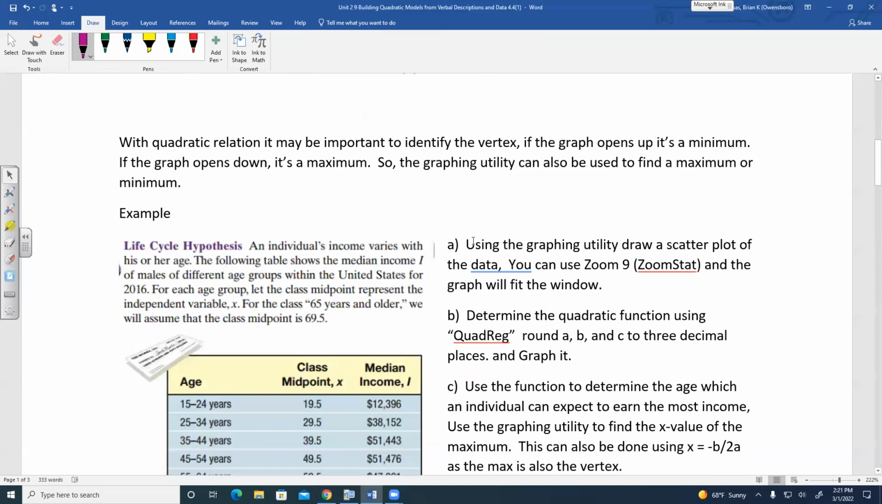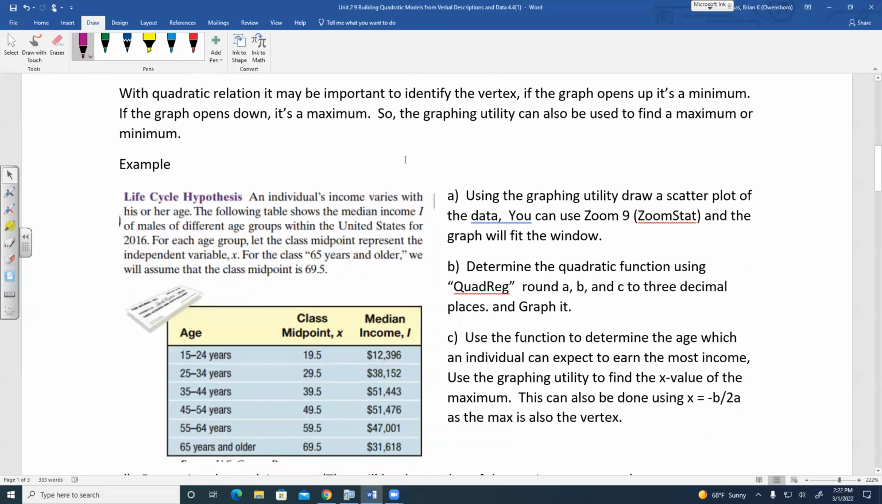So with quadratic relations, it may be important to identify the vertex. Remember, if the graph opens up, it is a minimum. If the graph opens down, it is a maximum. So again, don't forget about that graphing utility that we use to find a maximum and a minimum as well. So we may come across using those tools, the maximum tool and the minimum tool on the graphing calculator. So let's put this together with an example.